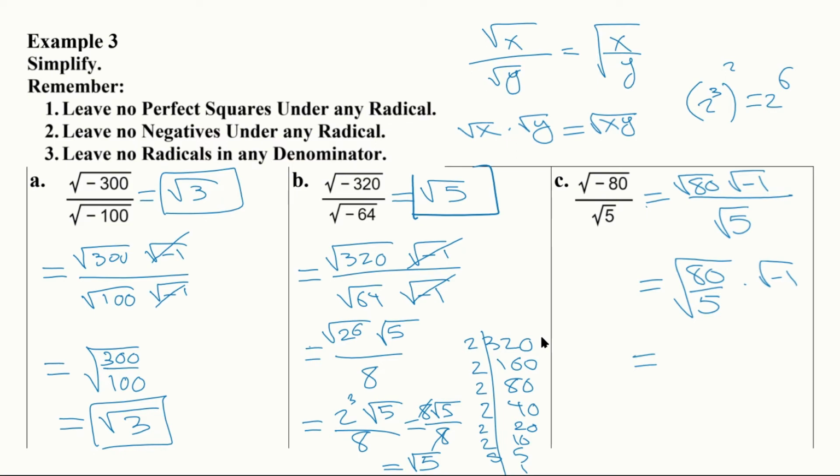Now 80 over 5 is 16, so we get square root of 16 times the square root of -1, which of course we recognize as none other than i. So our final answer will be 4i. And that's how we handle that one.